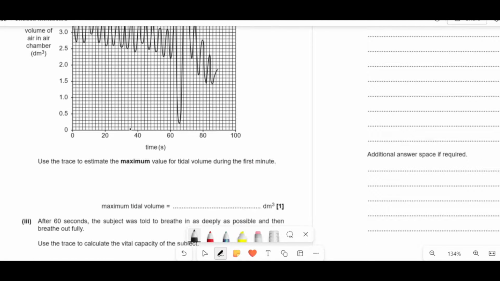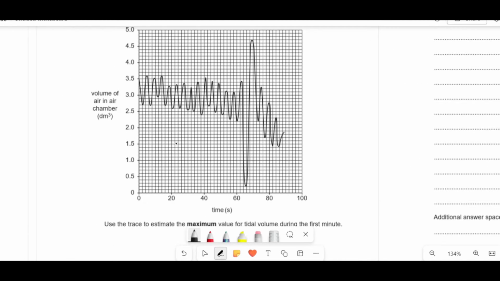So then it says use the trace to estimate a maximum volume of tidal volume in the first minute. So tidal volume, when you think of tides, they're coming in and they're coming out on a beach, right? So tidal volume is the volume of air in every single breath you're taking, right? So in this case, we're going to be looking at the maximum difference between the top and the bottom until we find what we need. So the one that has the biggest gap. So based on that alone, maybe around like here to here, no, there to there, which is going to be what, 3.5 minus 2.4.